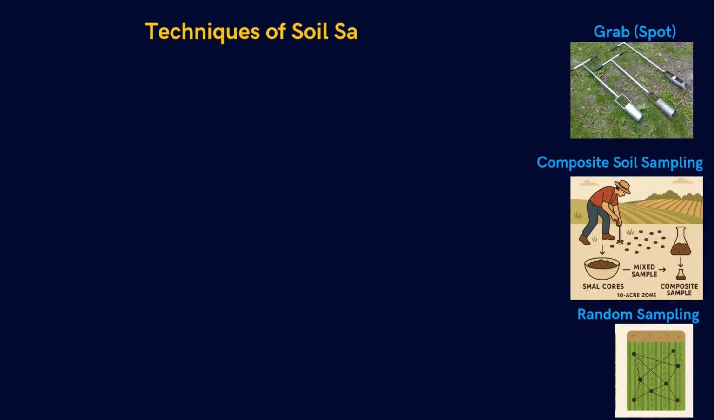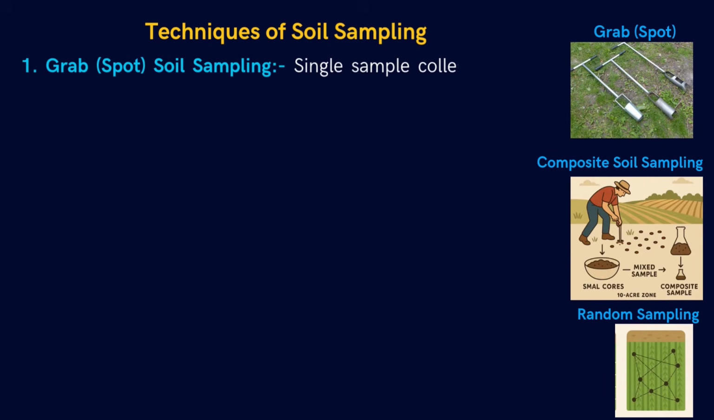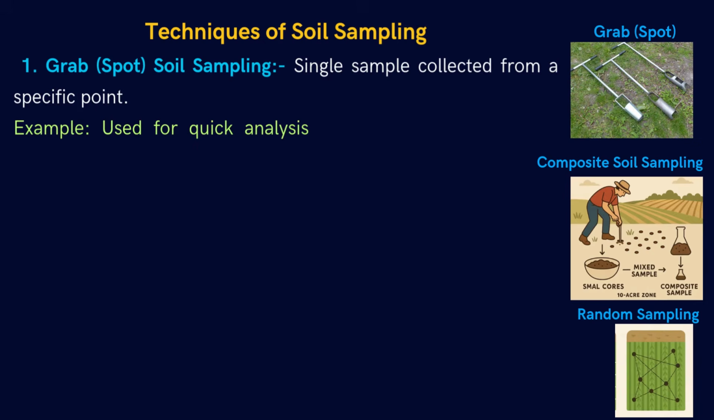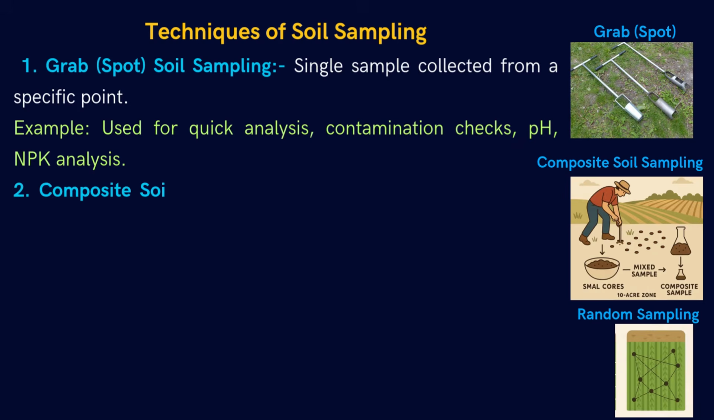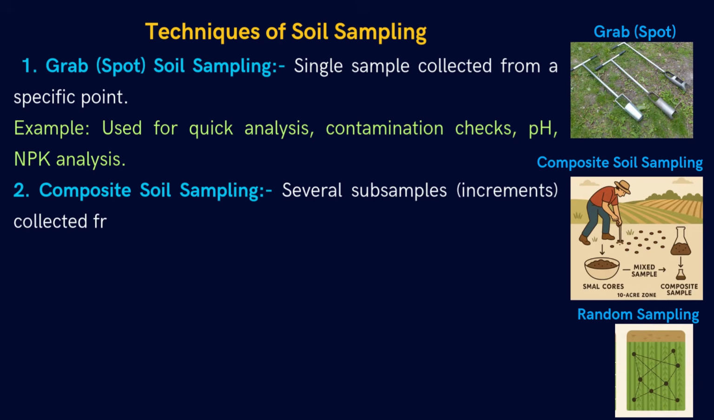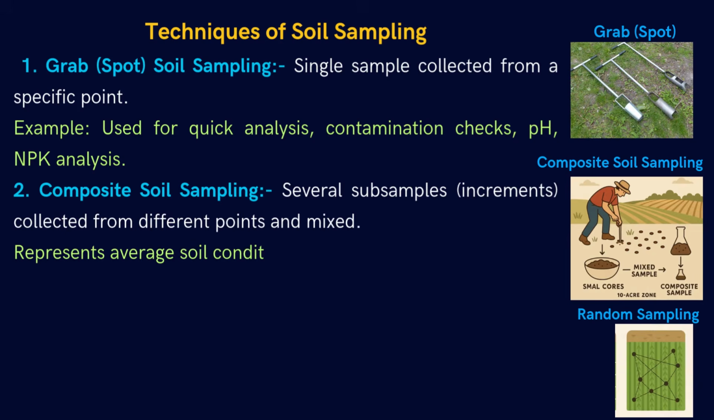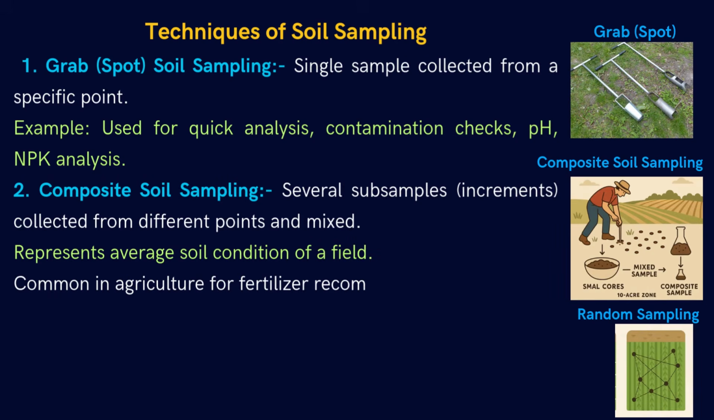Finally, here we will learn about the techniques for soil sampling, where first one is grab, spot, soil sampling. Single sample collected from a specific point. Example: used for quick analysis, contamination checks, pH, NPK analysis. Second one is composite soil sampling. Several subsamples, increments, collected from different points and mixed. Represents average soil condition of a field. Common in agriculture for fertilizer recommendation.